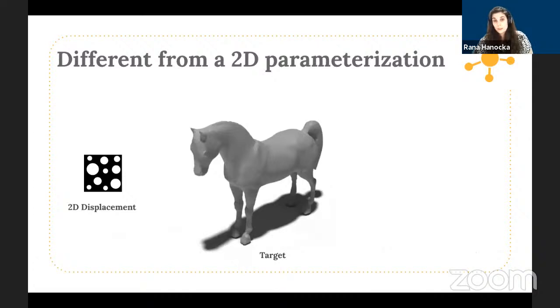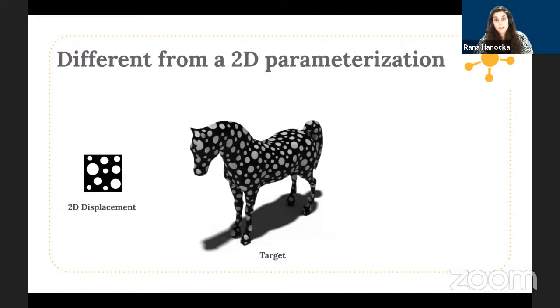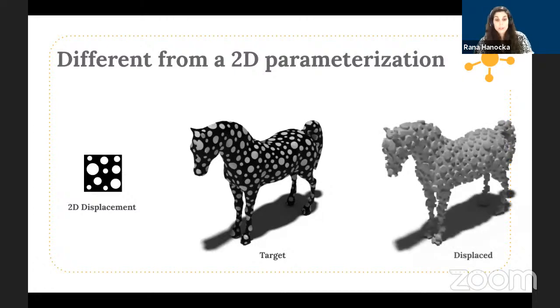If we had a 2D displacement map, we could compute a parametrization of the 3D target surface onto the plane, and the resulting textured model can be used to displace the vertices of the target shape in, for example, the normal direction, which would result in a 3D texture. But we don't have a 2D displacement map.